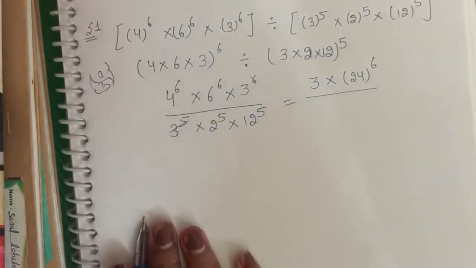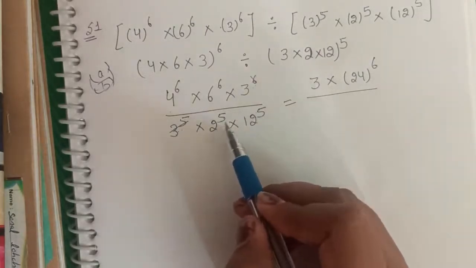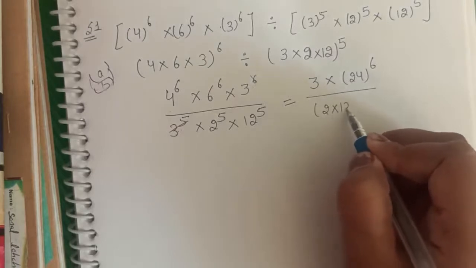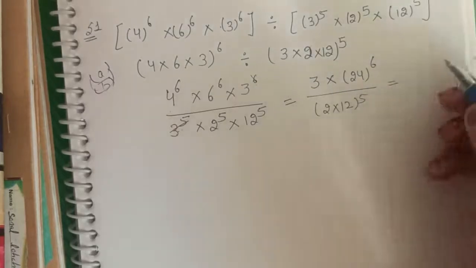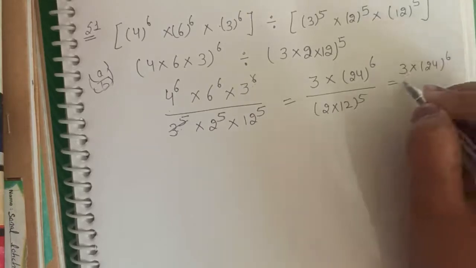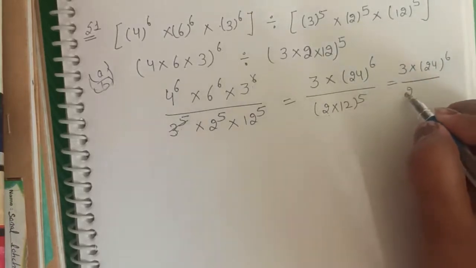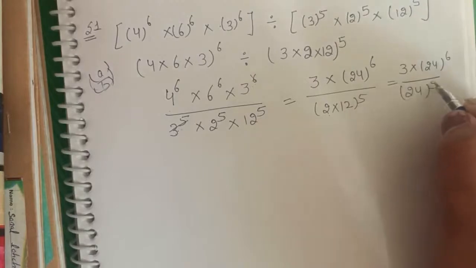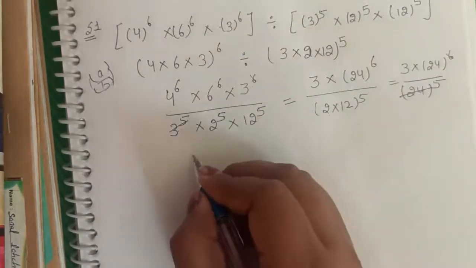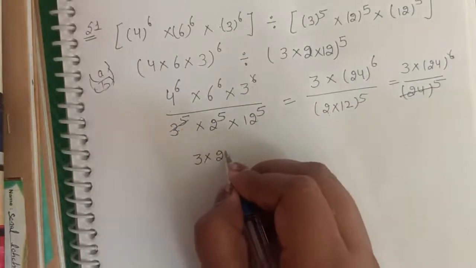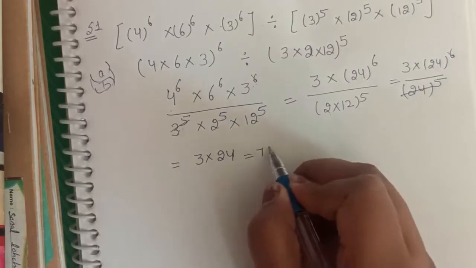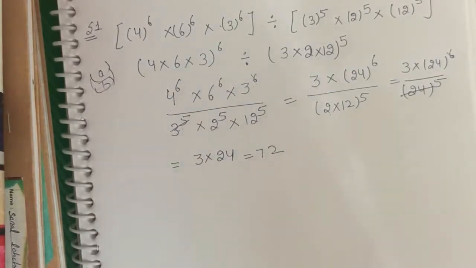This is also same. Powers are same, base is different, so again we will find the product of this, which is equal to 3 multiply 24 to the power 6, 2 multiply with 12, 12 2s are 24 to the power 5. Again it will cut, and here 24 will remain. 3 multiply 24, which is equal to 72. Clear?